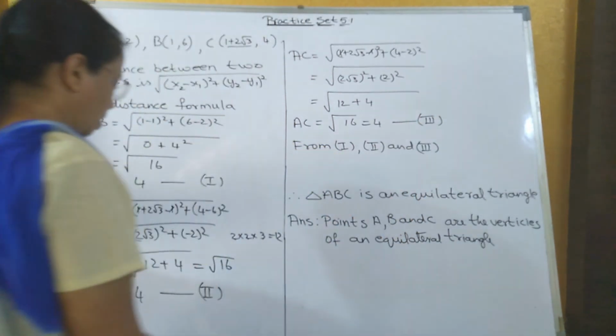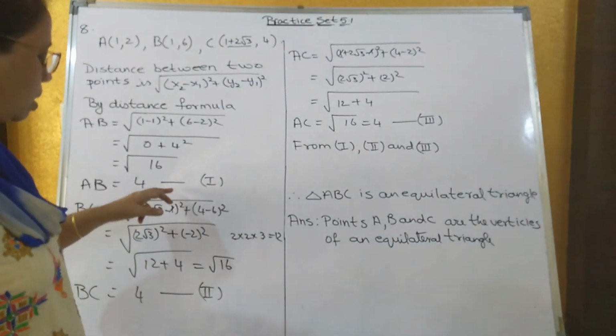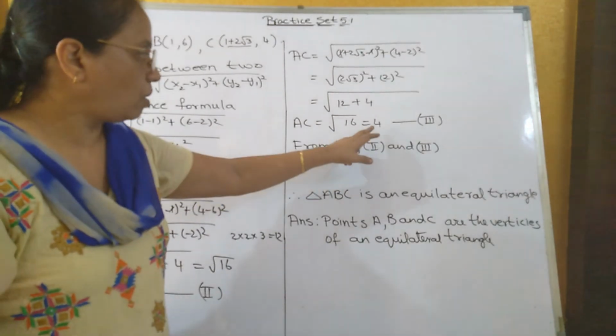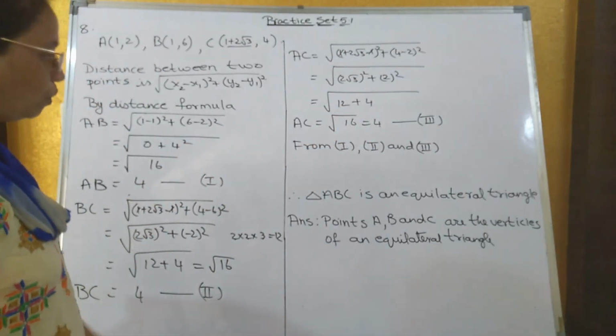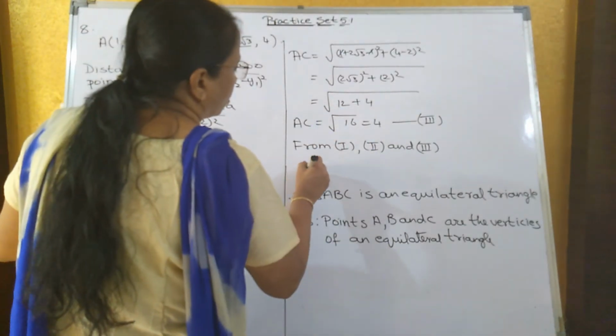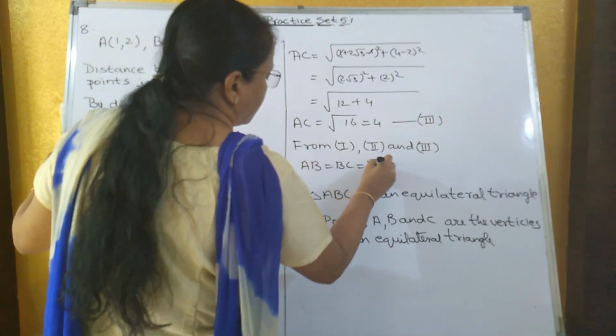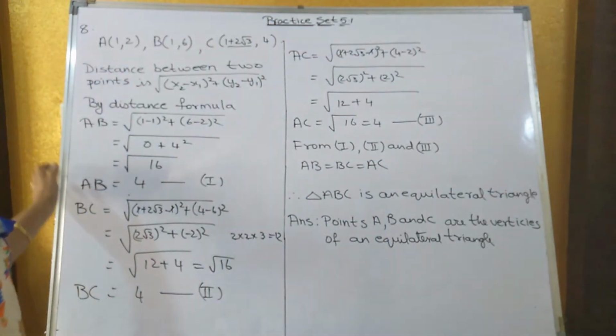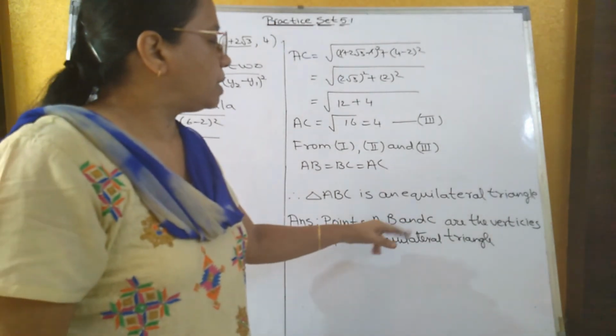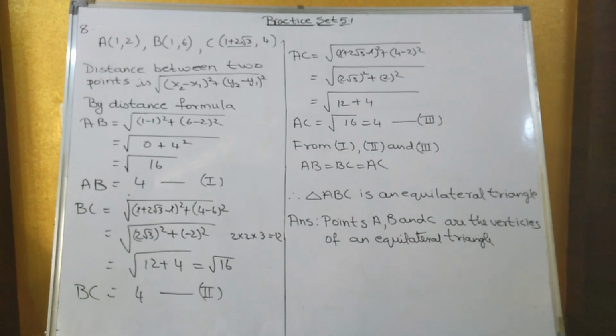So from 1, 2 and 3, if you see 1, 2 and 3, all are 4. 4, 4, 4. So from 1, 2 and 3 we got what? AB is equal to BC is equal to AC. Therefore triangle ABC is an equilateral triangle and points A, B and C are the vertices of an equilateral triangle.